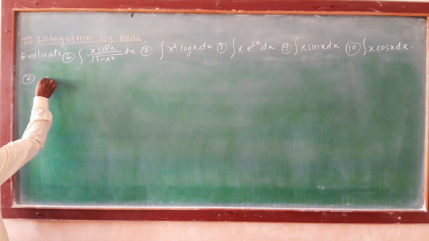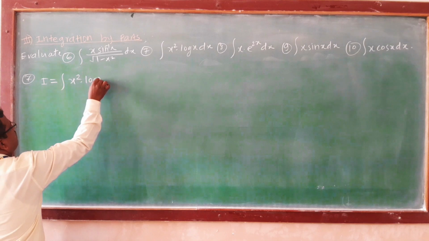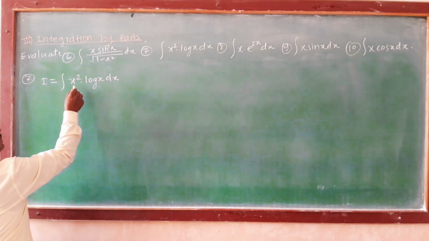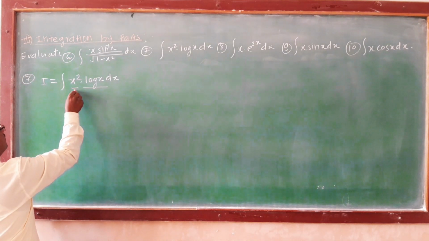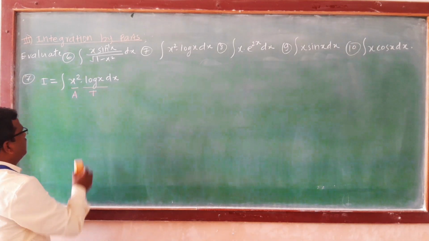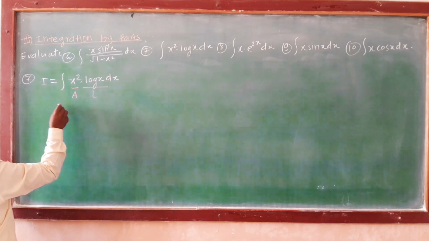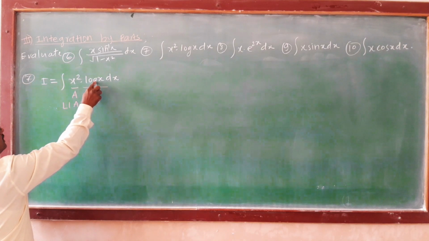Call this I, which is equal to the integration of x square log x dx. Now see how to solve this. This is x square into log of x. So this x square is an algebraic function and log x is a logarithmic function. Therefore, by the rule LIATE, logarithmic is first.